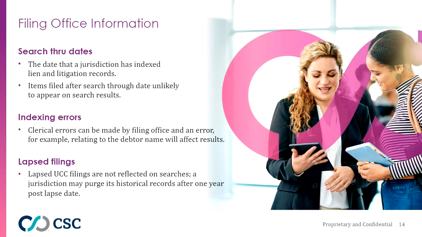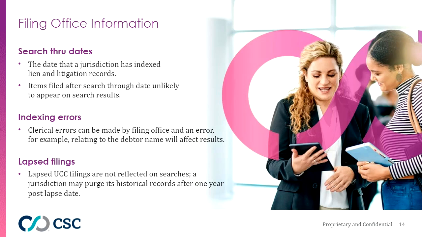Items that are filed after a search through date are unlikely to appear on the search results, and by the way, the search through date on CSC results is noted. You'll clearly see when the through date is. So if you get your UCC search back and it does not have a copy of a UCC that was recently filed, you may want to ask yourself, when was it filed? Let me take a look at the search through date. And if you have questions beyond that, of course, you should ask me, your CSC representative, and I can assist along the way.